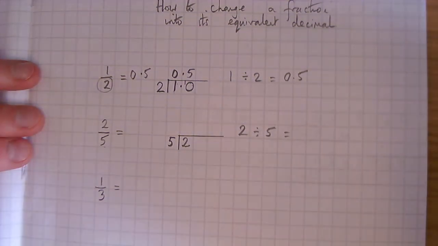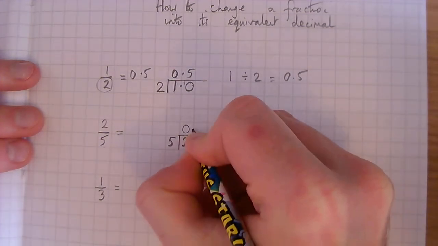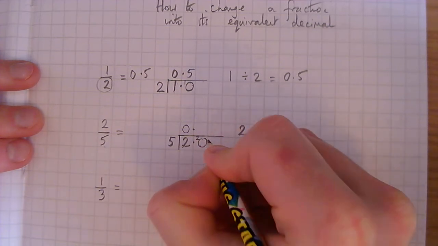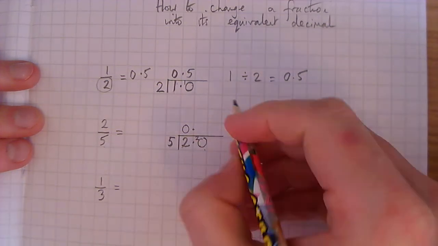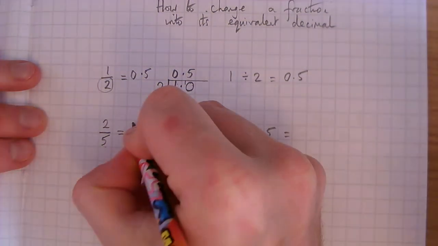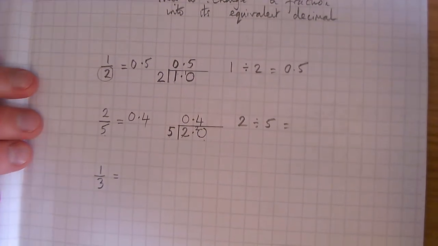Right, how many 5's go into 2? 0. And then make a 0. 2 goes on the shoulder there. How many 5's go into 20? 4. 2/5 is 0.4. Let's look at a couple more.